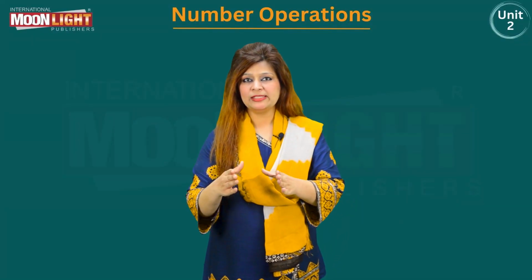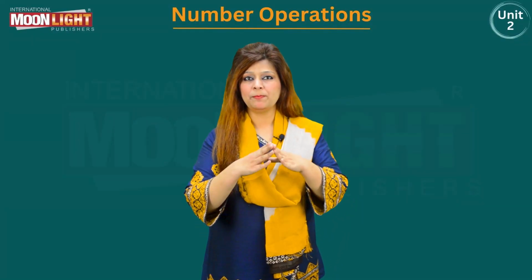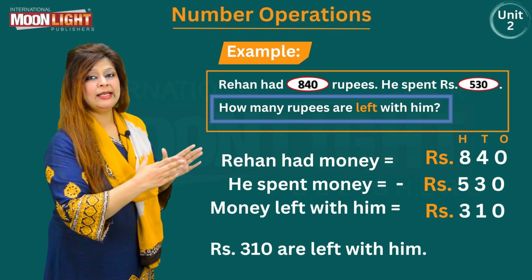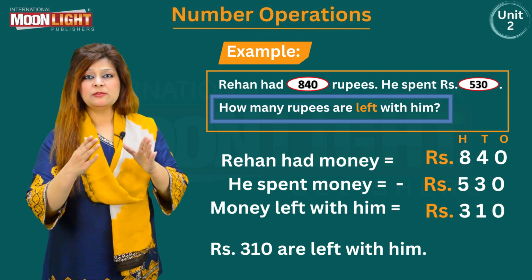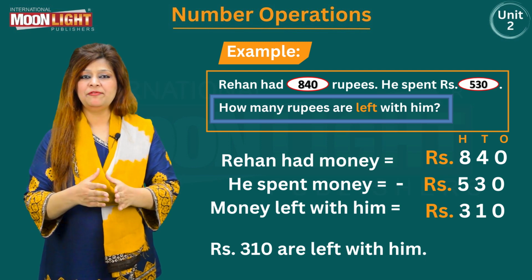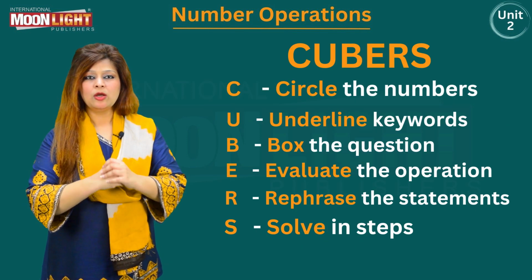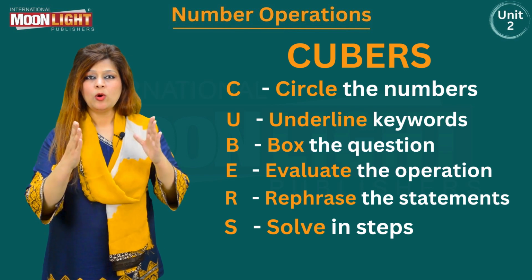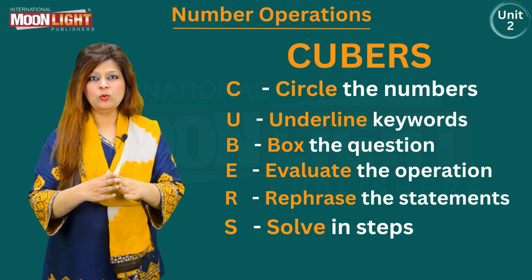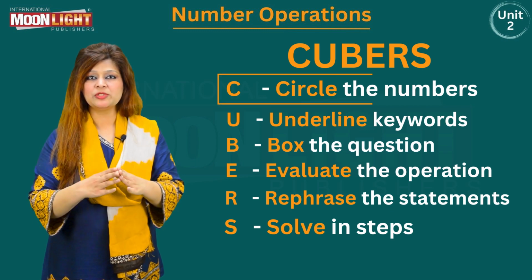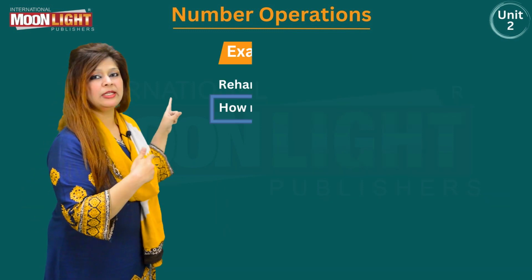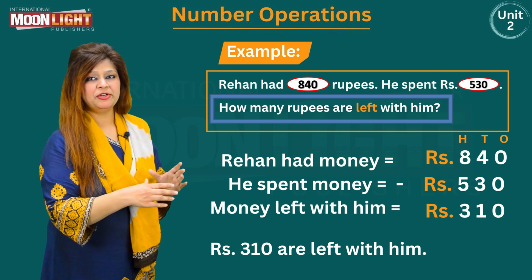Now, I'm going to solve an example for you so that you will have practice on it. Check on your screen. Here is the example. Rehan had 840 rupees. He spent rupees 530. How many rupees are left with him? Now, my dear students, according to the CUBERS method of solving the word problem, I have to do one thing. C stands for, you remember it, yes, circle the numbers. So I'm going to circle the numbers 840 and 530.